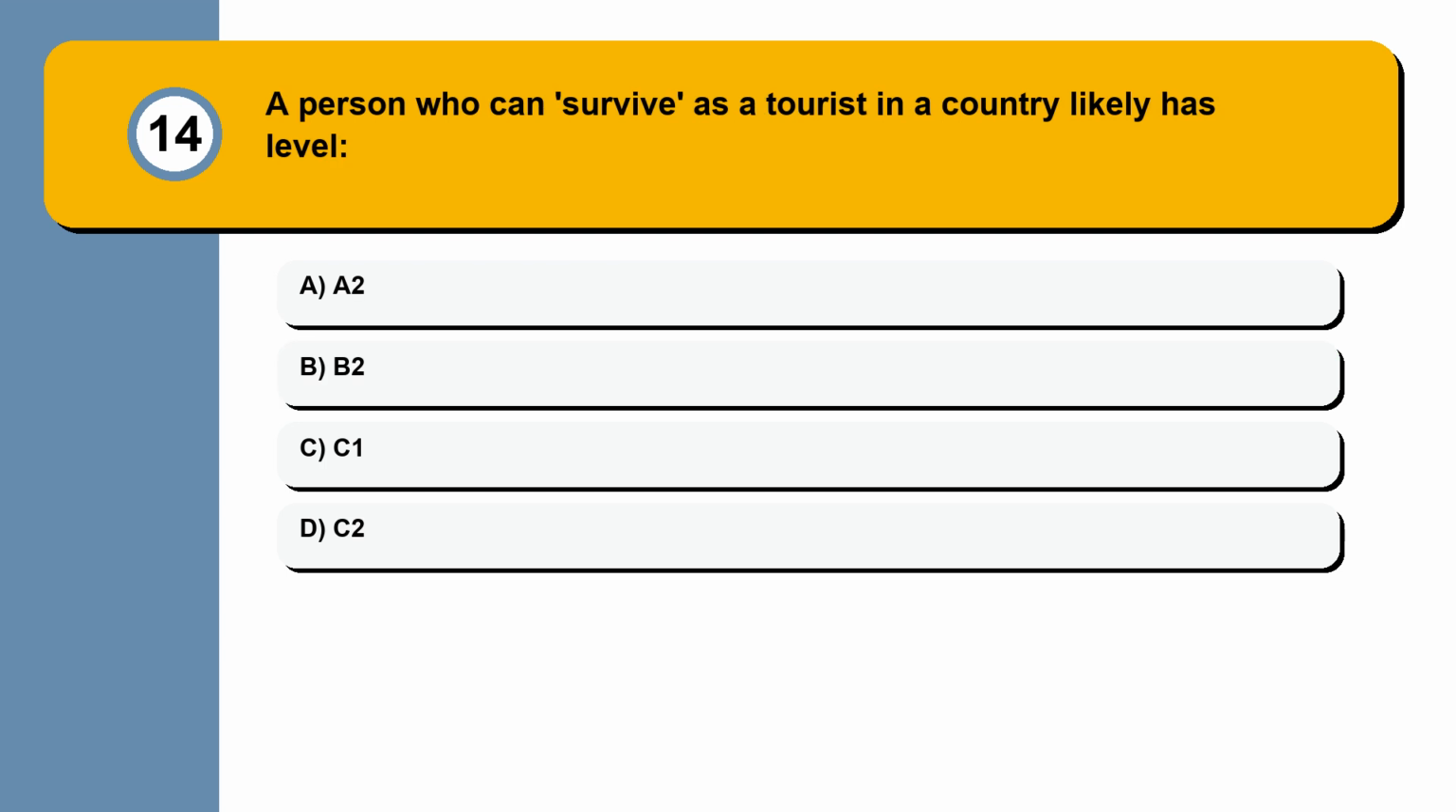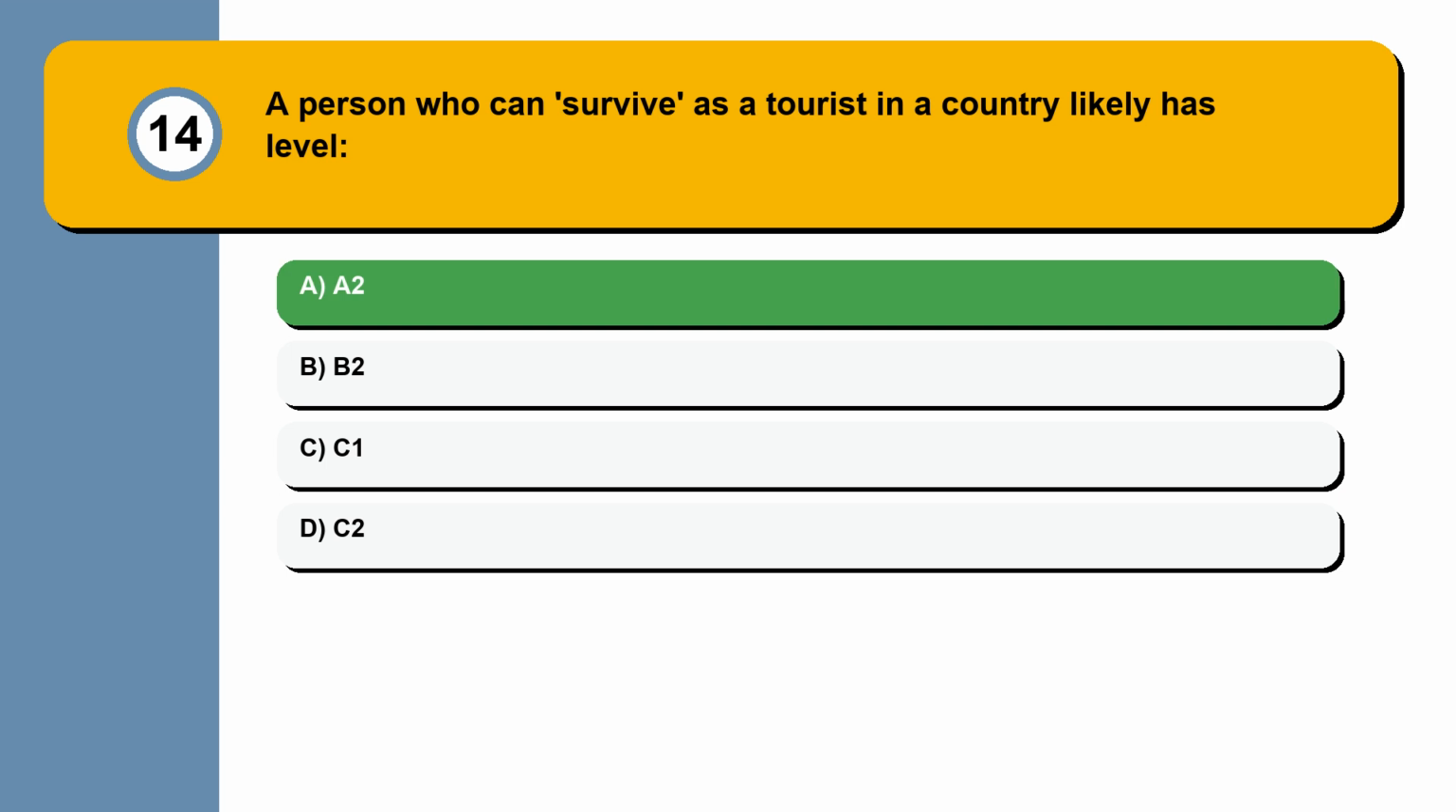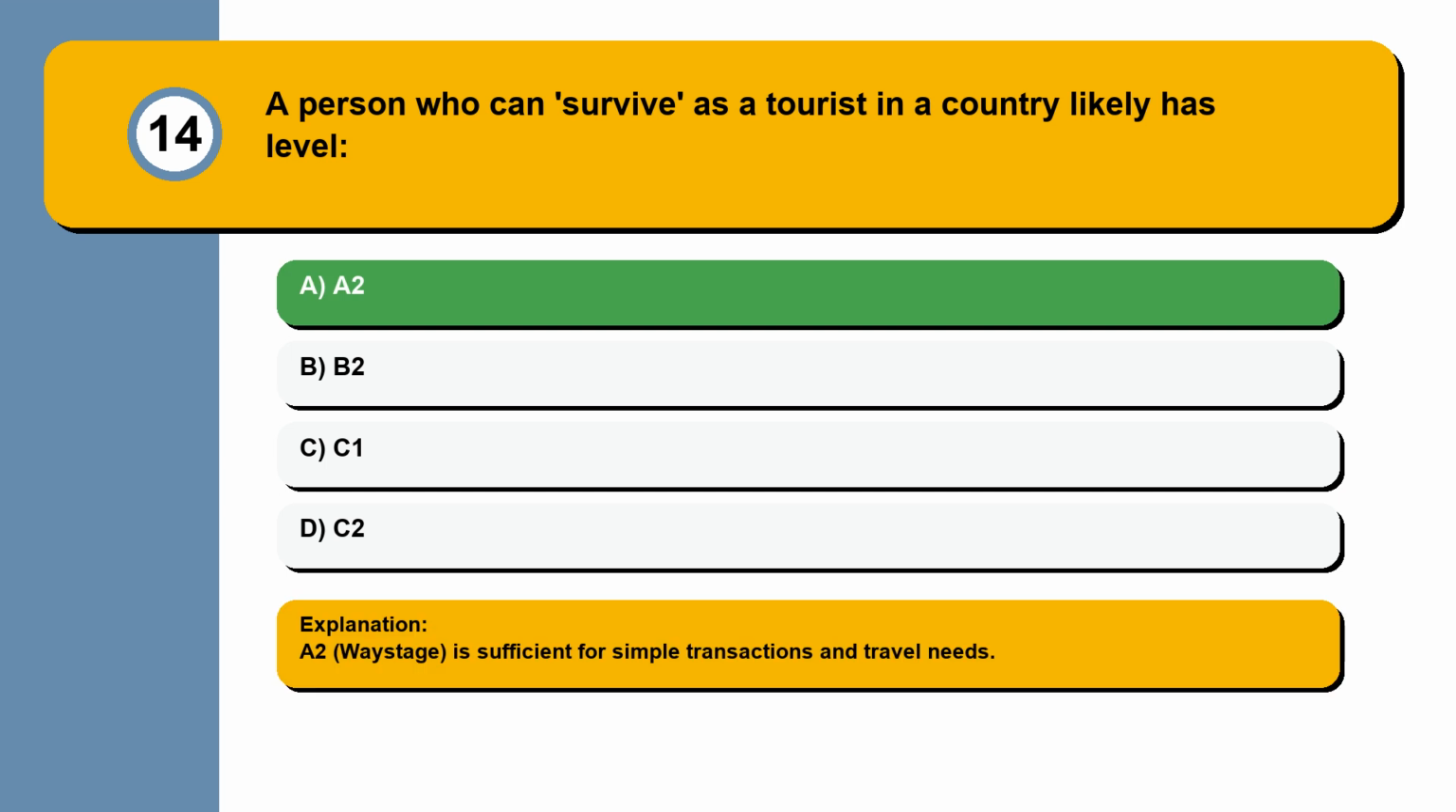Question 14. A person who can survive as a tourist in a country likely has level A2, B2, C1, or C2. A2 is sufficient for simple transactions and travel needs.